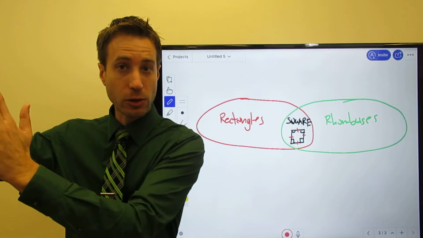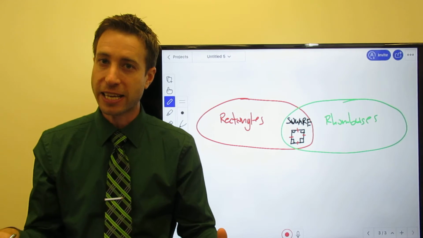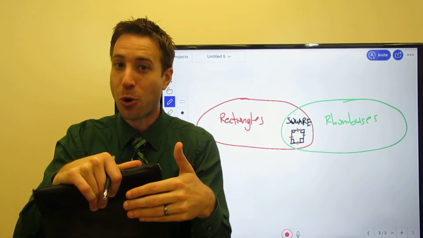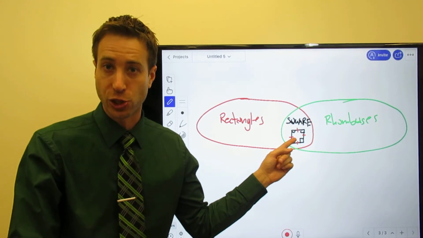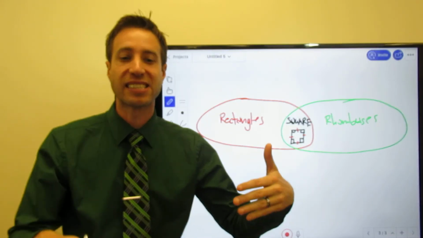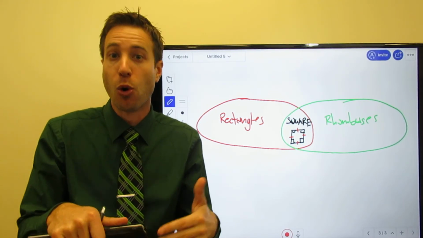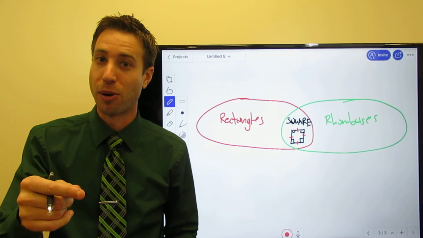So rectangles and rhombuses are two separate figures, but where they meet, what they have in common is the figure we call a square. A square is both a rectangle and a rhombus at the same time. Why? Well, because it shares properties in common with both. Right?